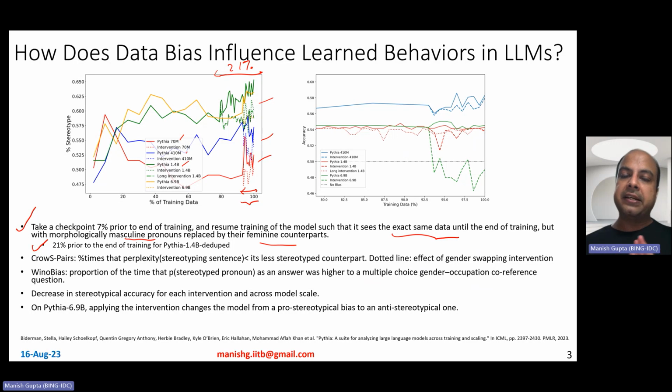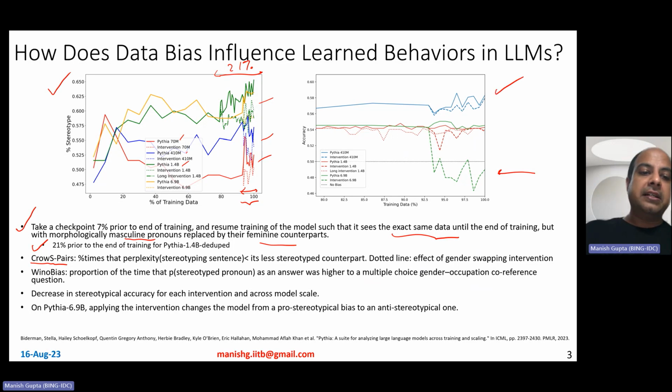You essentially resume the pre-training, and in the pre-training data, you replace masculine pronouns by feminine pronouns, and then you observe what happens. Okay, so that's that. They did this observation on two data sets. One is called the Crow's Pairs data set, and the other is the Winobias data set. The first chart is for the Crow's Pairs data set. The second one is for the Winobias data set.